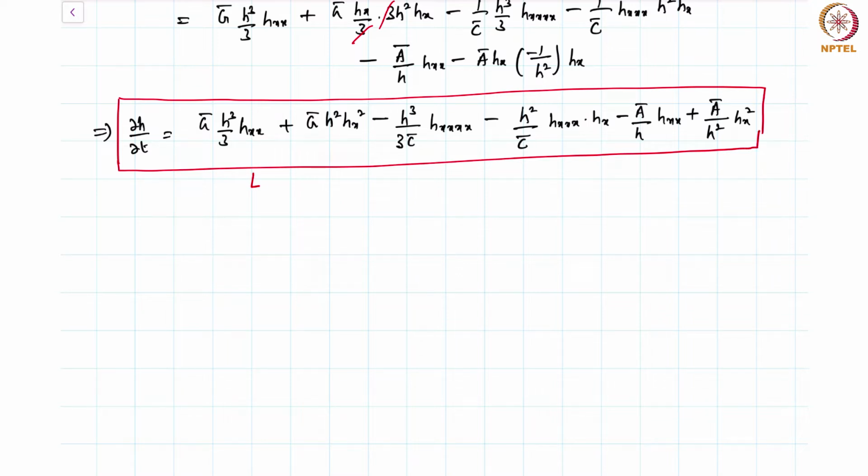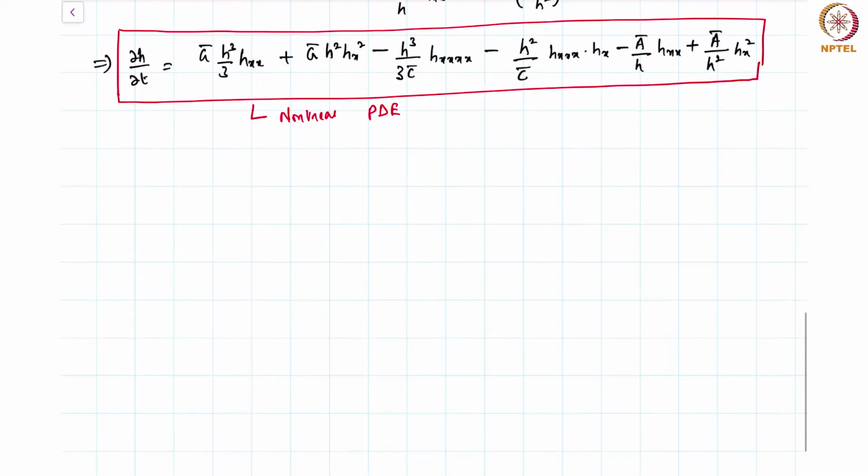Now this equation is a nonlinear partial differential equation. Notice that there are several derivatives that appear. There are fourth derivatives of h. Then we have products of h with h; all the terms in this equation are basically nonlinear. So what we can now do is to recognize that we have a thin film here.